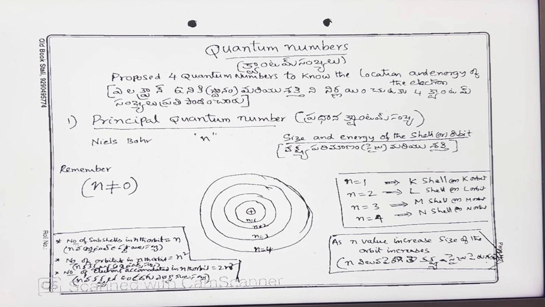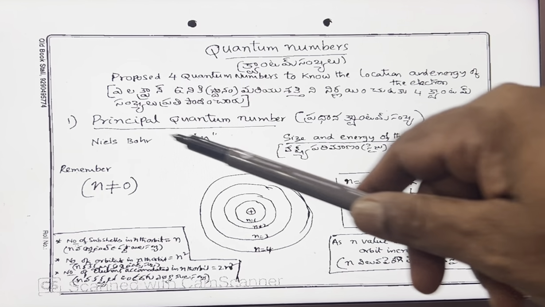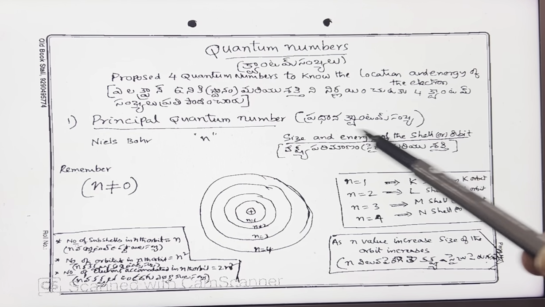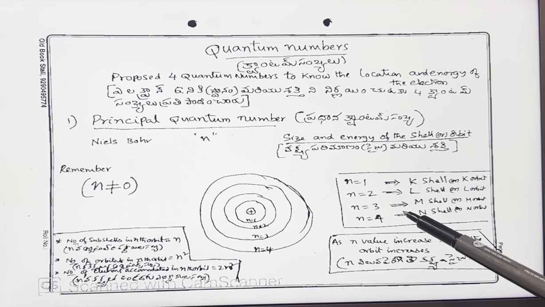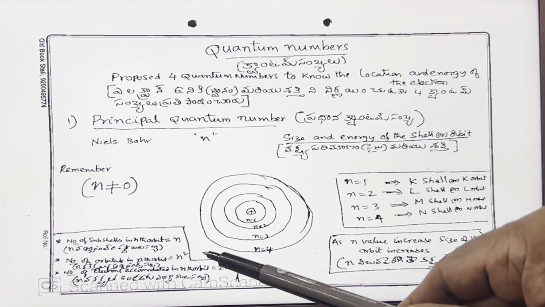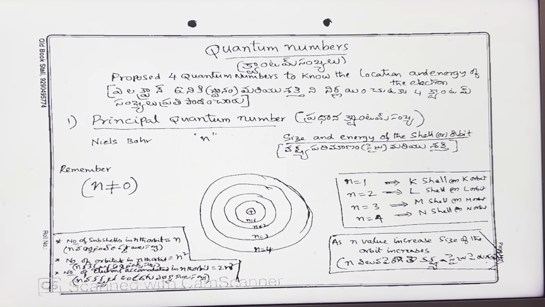If you get an essay question, you can simply write up to this: the importance, the denotation, and the values taken. You can also write these points in an advanced way while writing about the principal quantum number.